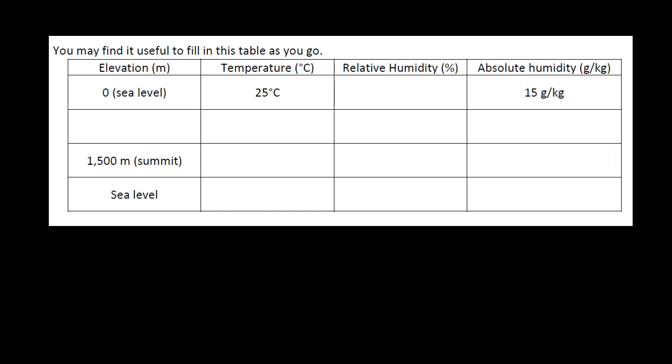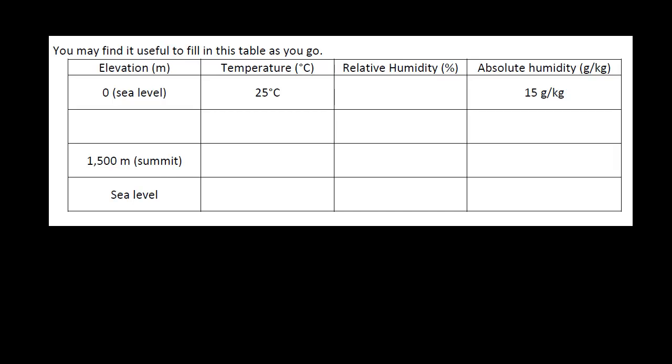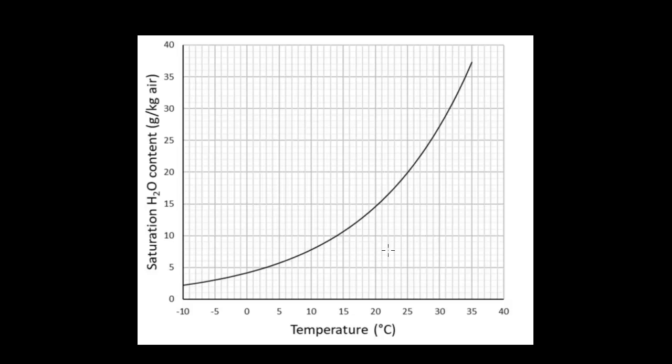So we're going to go to the absolute humidity diagram. Let's see, where is that one? There it is. And what did I say I was at? Holy cow, I forgot already. I'm at 25 degrees with 15 grams of water vapor per kilogram of air. So that's where we plot on the diagram.